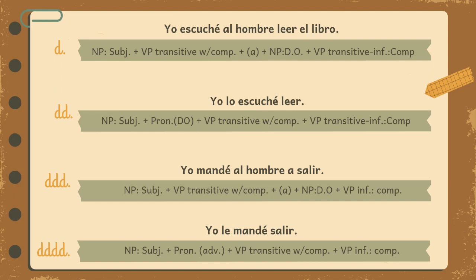D. Yo lo escuché leer. We have noun phrase as subject, pronoun lo as direct object, verb phrase transitive with complement, and transitive verb phrase with a verb in infinitive as a complement.